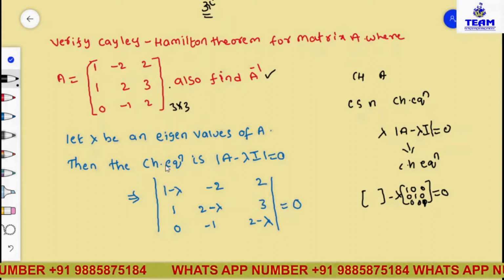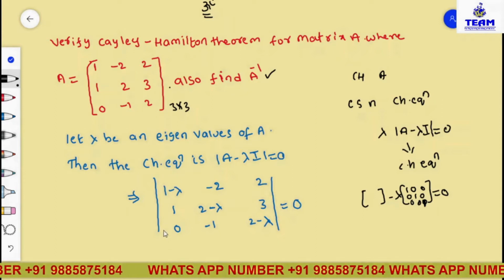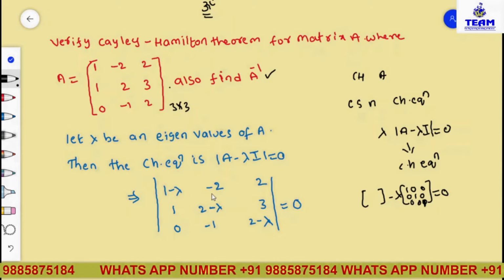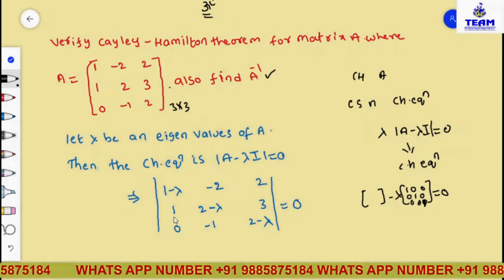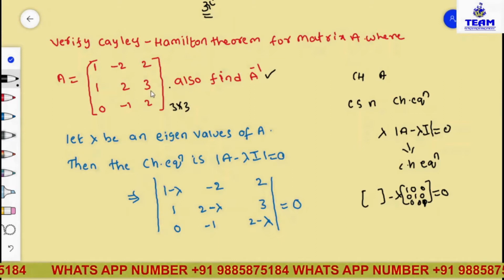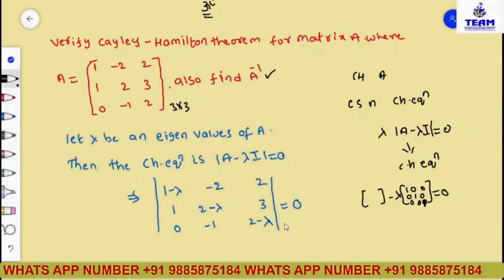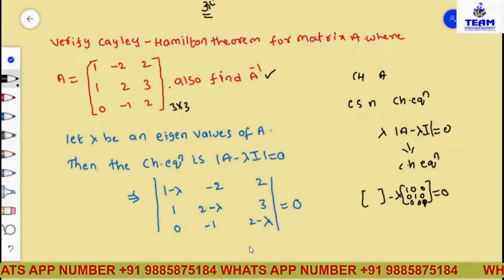So for the characteristic equation, the determinant of: for the diagonal elements we write minus lambda. So 1 minus lambda, minus 2, 2; 1, 2 minus lambda, 3; 0, minus 1, and here 2 minus lambda, equal to 0. Now we have to find the determinant, friends.